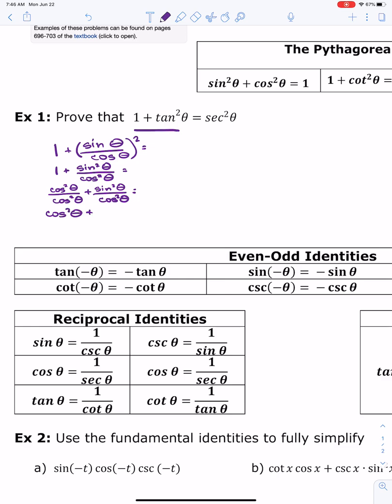I can combine our numerator there, cosine squared theta plus sine squared theta, that's the very first Pythagorean identity. That's going to equal 1 over cosine squared theta, which is secant squared theta. So we want to get to the point where we can show that that left-hand side equals the right-hand side, and then we are done.